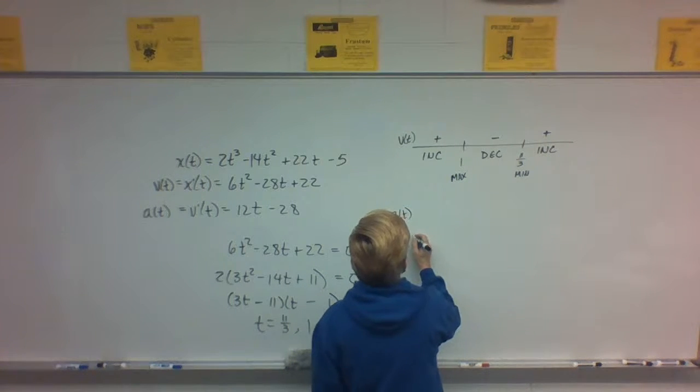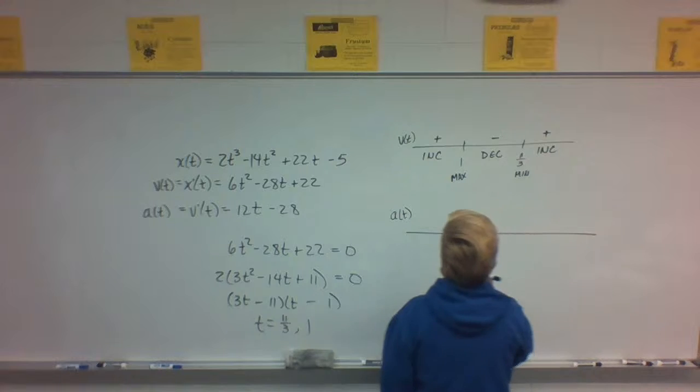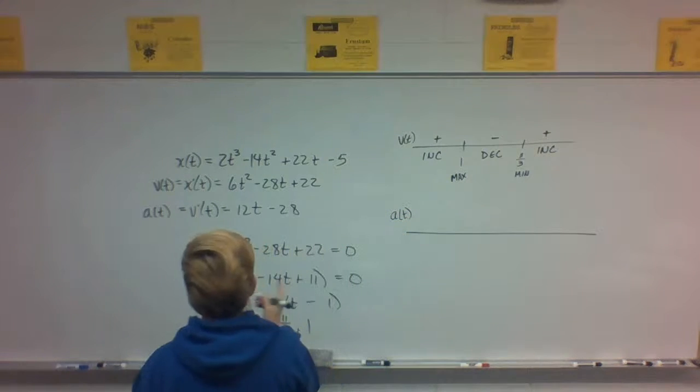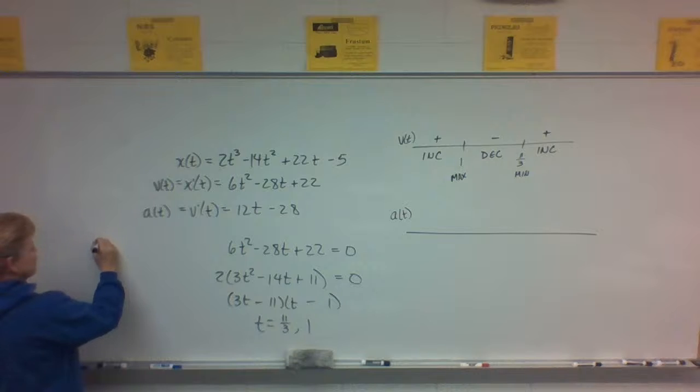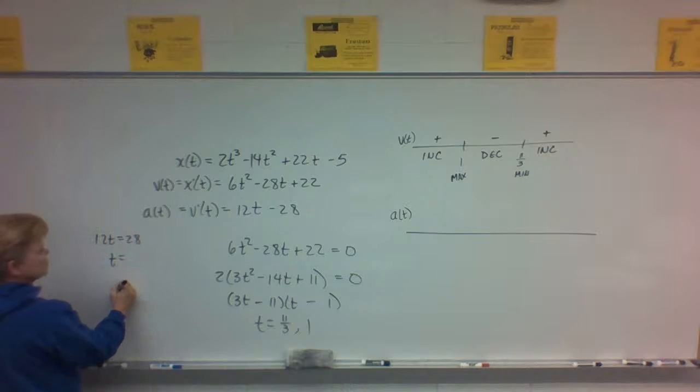Acceleration. What's that going to look like? We've got to set the acceleration equal to 0. Where's acceleration going to be equal to 0? I'll do that over here. 12t equals 28. t is equal to 7/3.